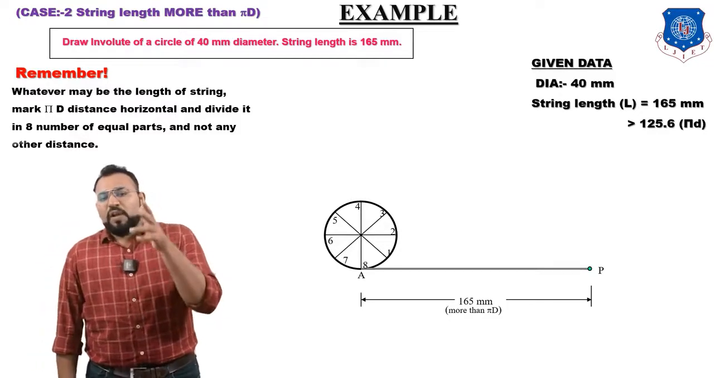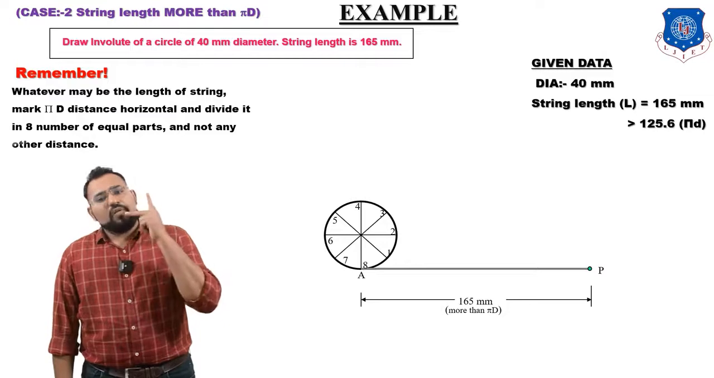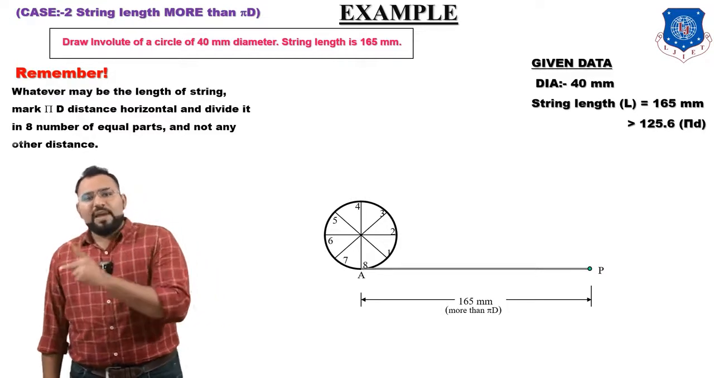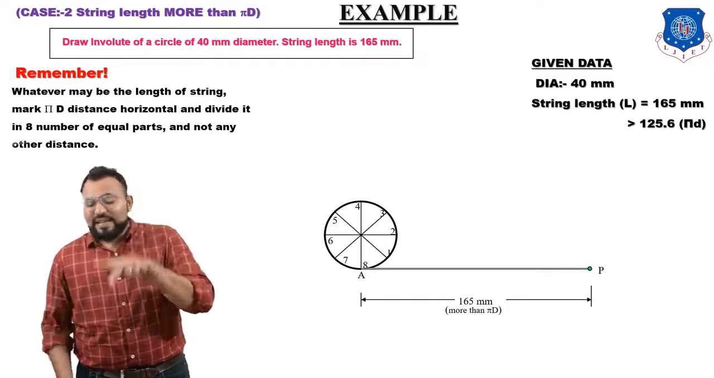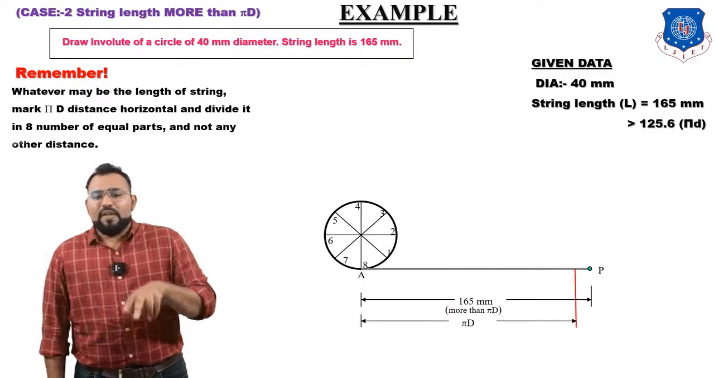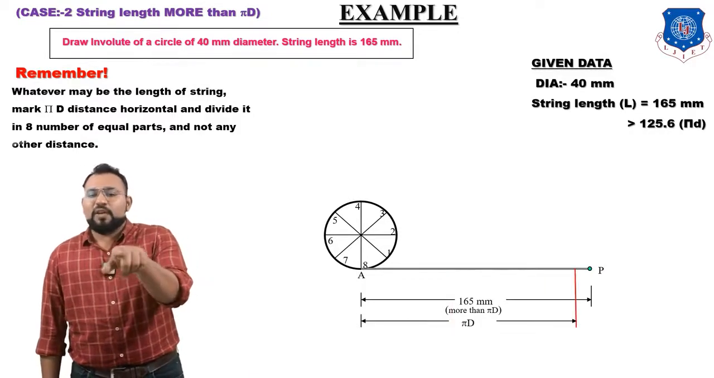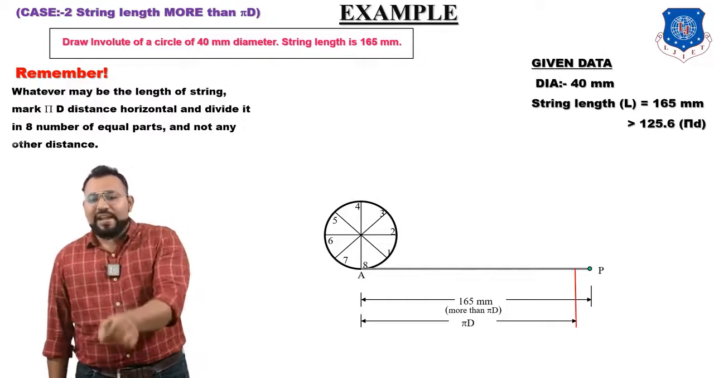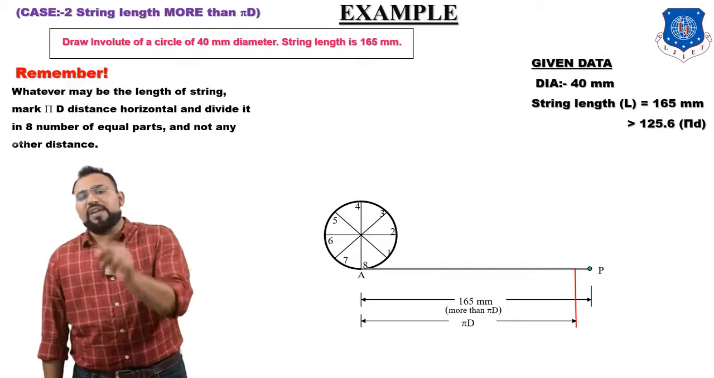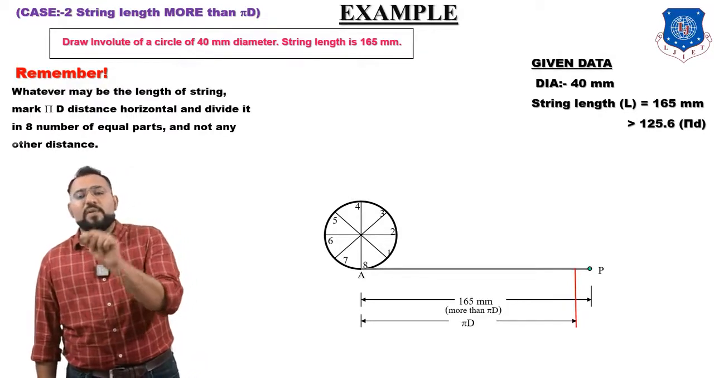So what you will do? Take a distance equal to 125.6 mm on your divider. With A as a center, put an arc on AP. Wherever it intersects, that will be a length equal to pi d. So here you can see the red extension line. Up to there we have a distance equal to 125.6 mm.